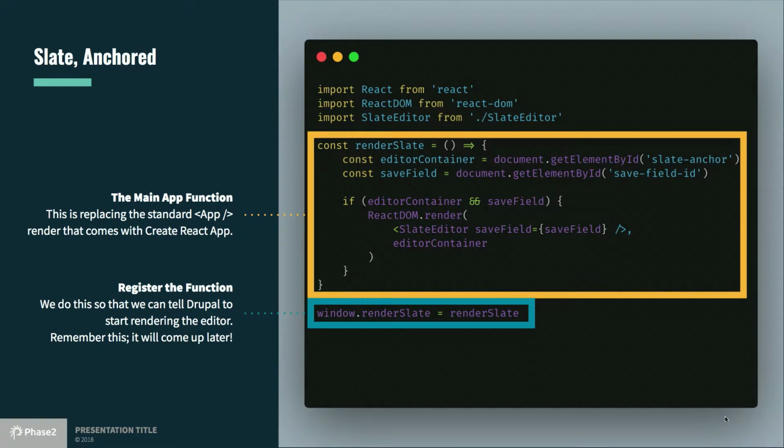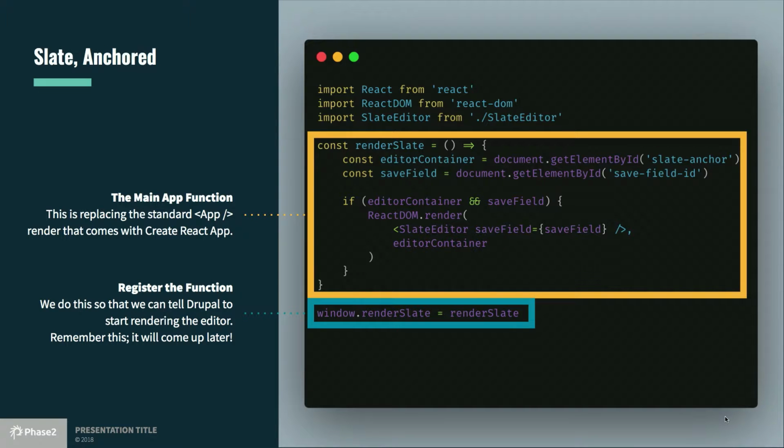So for both the demo page and the Drupal app, this is the function that gets called upon page load. In renderSlate, we're pulling in the actual DOM element for the container where we have to anchor our React app. And then we have the save field that we are connecting to Drupal or in your demo page. I'm going to focus more on the Drupal side now. So in this case, we have a field with the ID, save field ID. And that's actually the HTML form field that it's going to be communicating with.